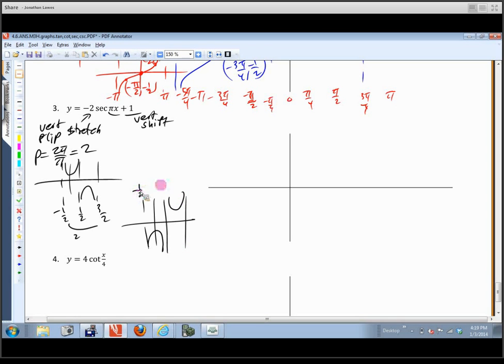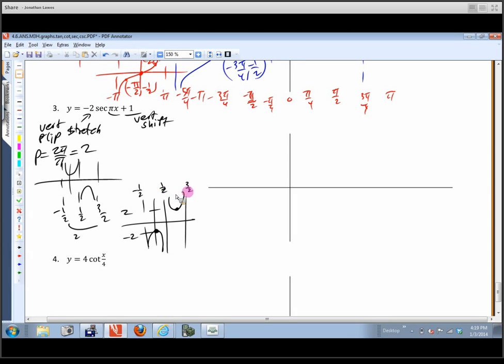This is still negative 1 half. Oops. This is 1 half, and this is 3 halves. And it's been vertically stretched by a factor of 2, so this point right here and this point right here, this would be negative 2, and this would be positive 2.